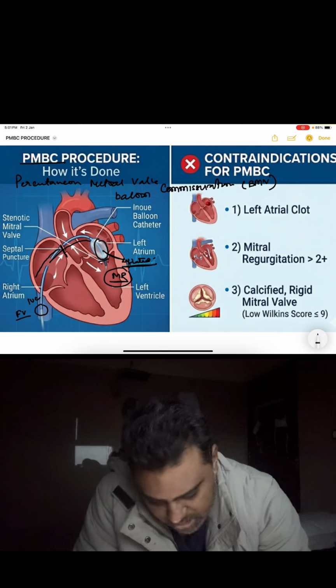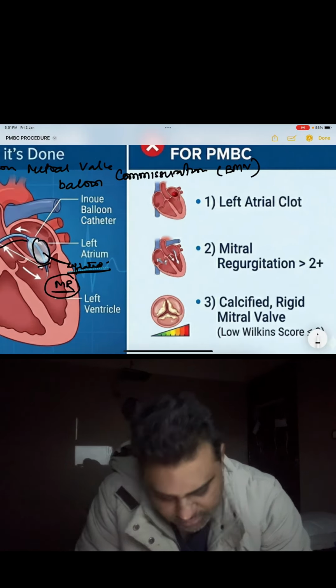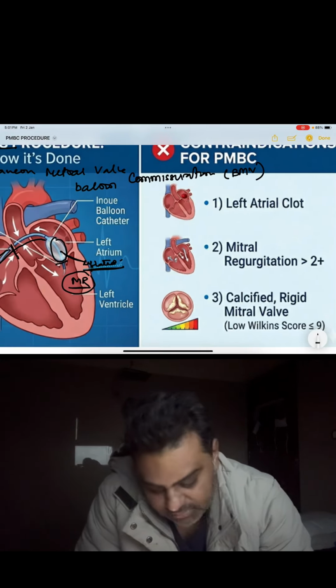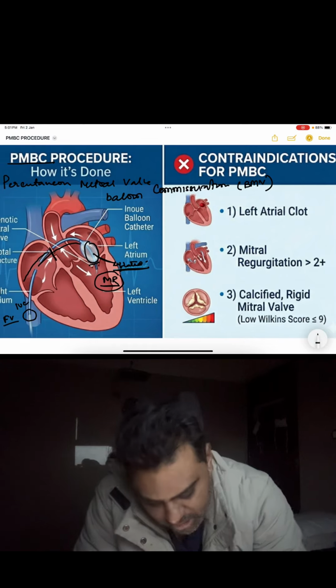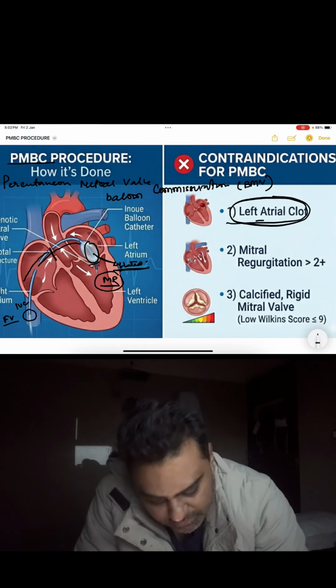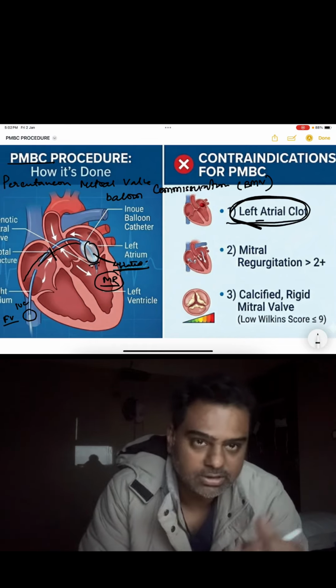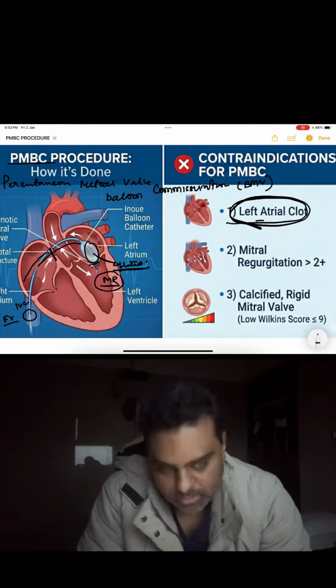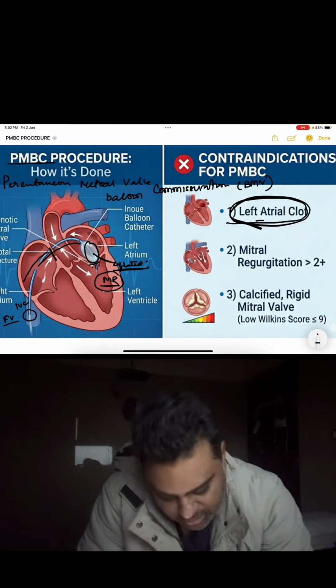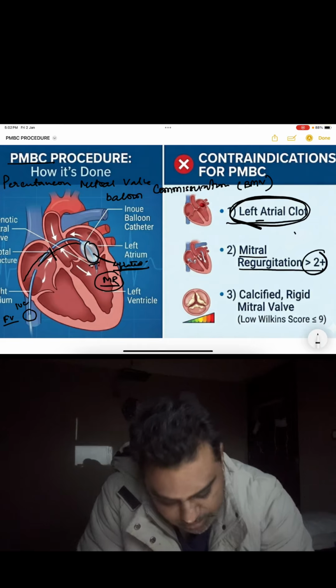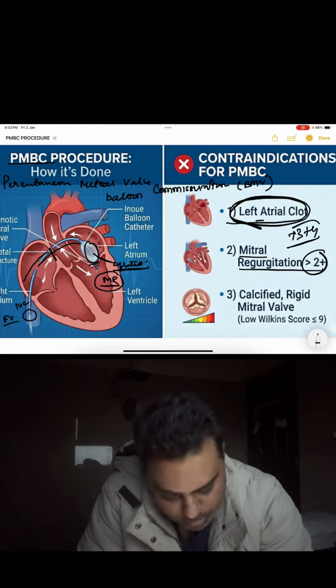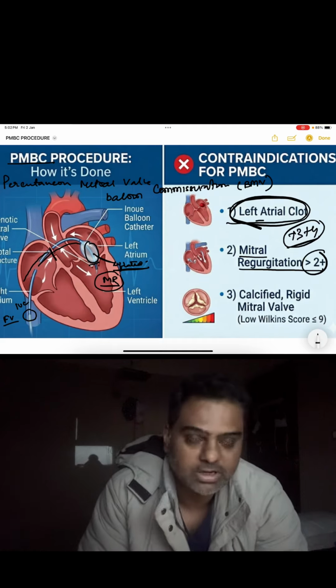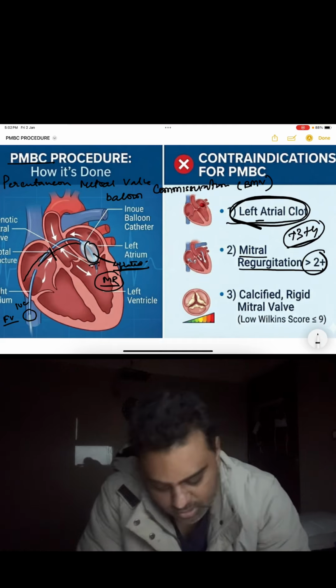But please remember, before doing PMBC, although it is a very good non-surgical intervention, you have to look for the contraindications. There should be no left atrial clot, because a left atrial clot can come to the left ventricle and then go to the systemic circulation and can cause stroke. Secondly, there should be no MR of grade greater than 2, that is plus 3 or plus 4 MR. You cannot do PMBC because that can cause acute valvular insufficiency and the patient can die because of the shock.